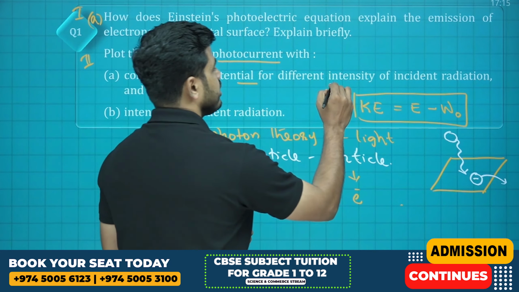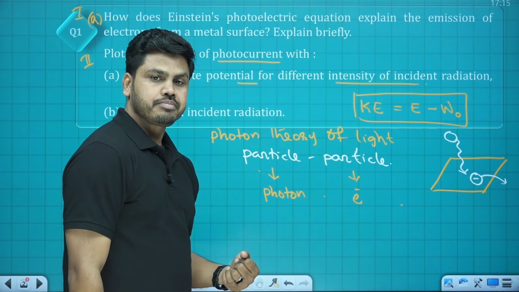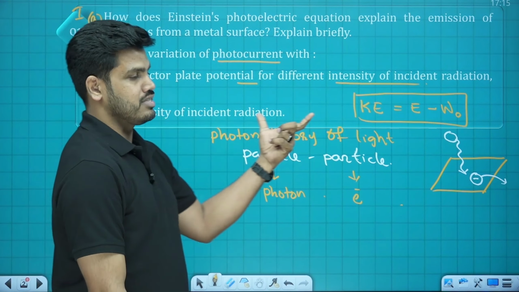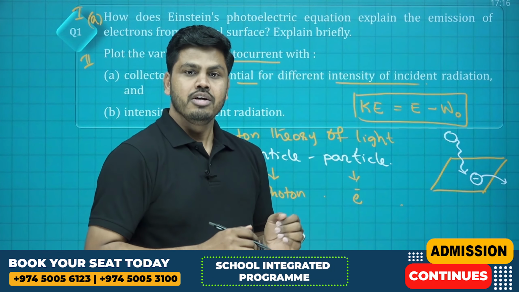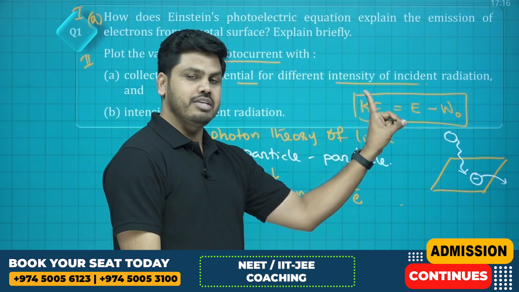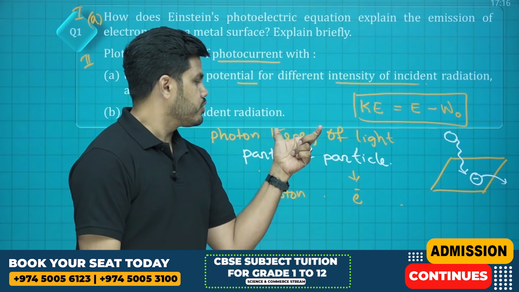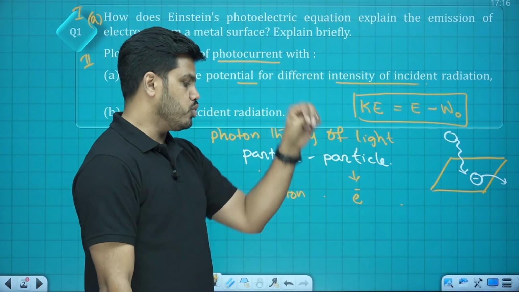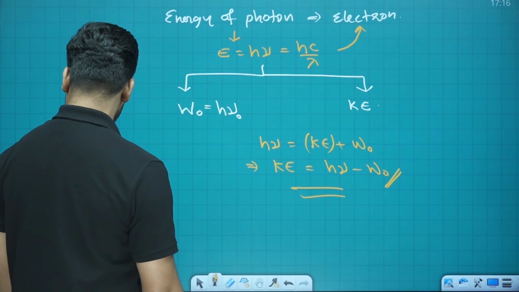And remember, for different intensity of incident radiation, keeping frequency the same, we are going to change different intensities. So at different intensities, what will be the graph? That is the first case. Second one, intensity of incident radiation and photoelectric current. So two graphs we have to draw. So we'll go for the first one.